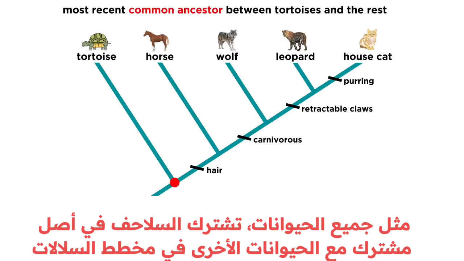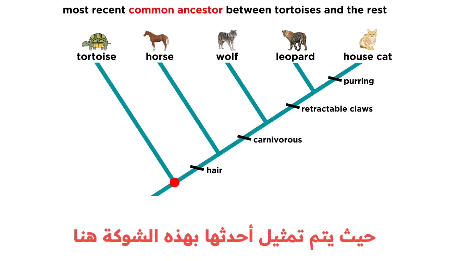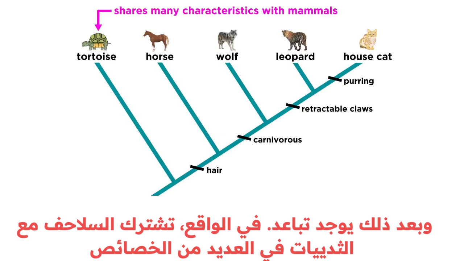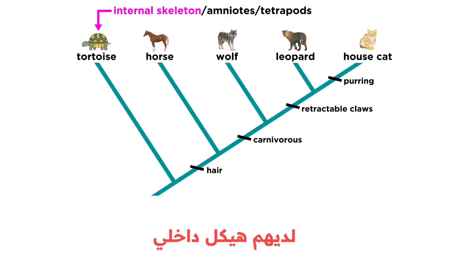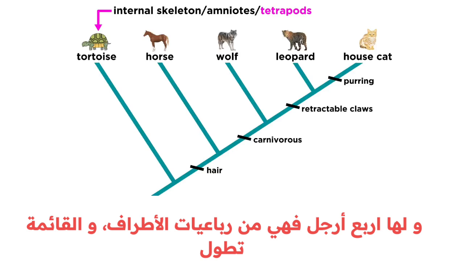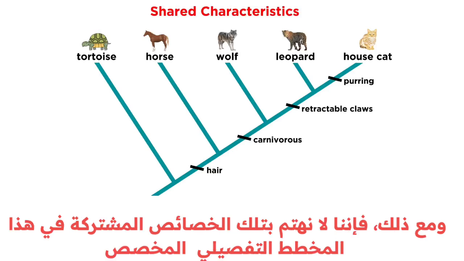Like all animals, tortoises do share common ancestry with the other animals in the cladogram, the most recent of which is represented by this fork here, after which there is divergence. In fact, tortoises share many characteristics with mammals. They have an internal skeleton. They are amniotes that give birth to offspring on dry land. They are four-limbed tetrapods, and the list continues. However, we are not concerned with those shared characteristics in this particular cladogram.